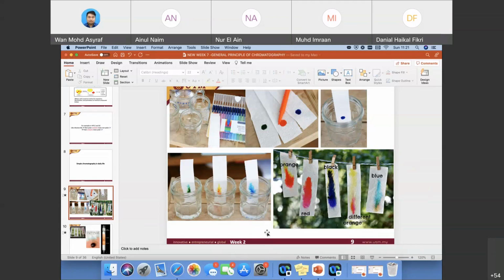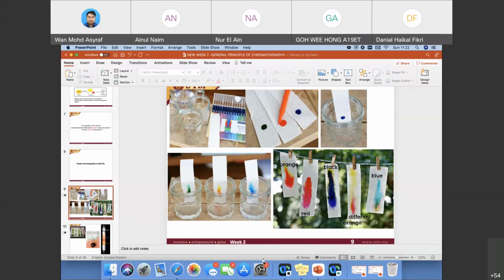This is caused by what? Any guess? Capillary effect. Yes, capillary effect. That's good. So the water will move upwards the tissue paper by capillary effect, and then it will carry your ink upwards as well, by capillary effect as well. Alright. So now this is the chromatography.